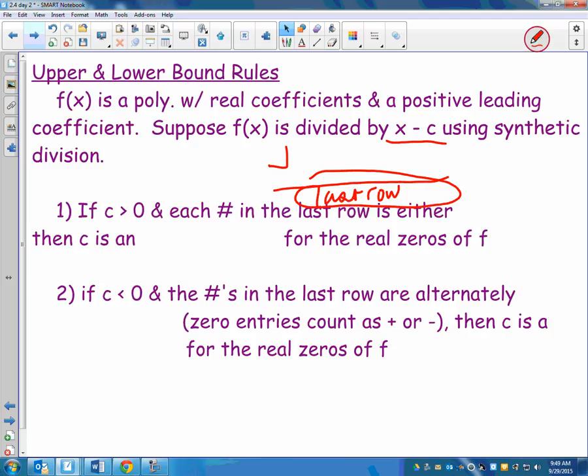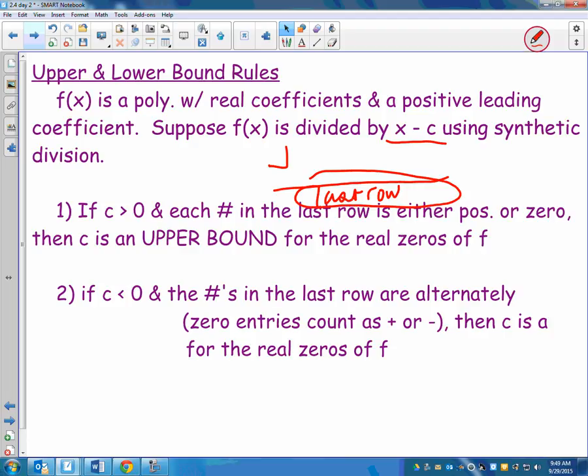So if each number is either positive or 0, then you can say the number you are dividing by is an upper bound. What does that mean? It means there'll be no zeros bigger than that number. So if you divide and all the numbers are positive, you know that there's no other zeros bigger than that. So if you had some PRZs left that are bigger, you could exclude those. So that's where using synthetic division, you could see that. Doing it the way where I just plug it in doesn't really help much because I'm not synthetically dividing all the time.